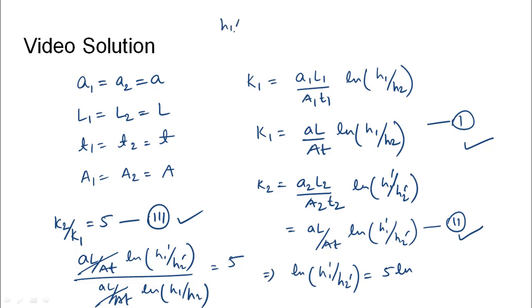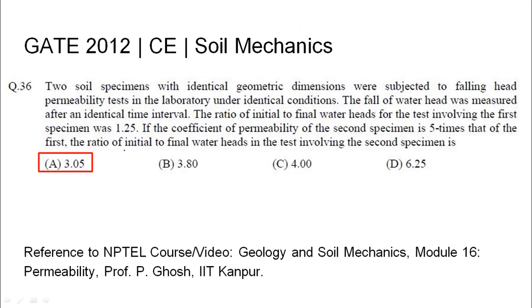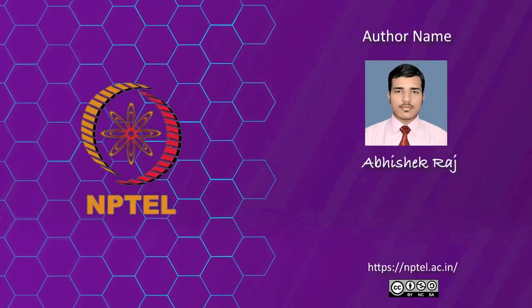It has been given in the problem statement that H1 by H2 is equal to 1.25. So this would give 5 ln of 1.25, which would turn out to be 1.15. So using this, H1 dash by H2 dash will be determined as 3.049, that can be approximated to 3.05. The ratio of the initial to final water heads in the test involving the second specimen is 3.05, that is option A. The relevant NPTEL reference has been listed.